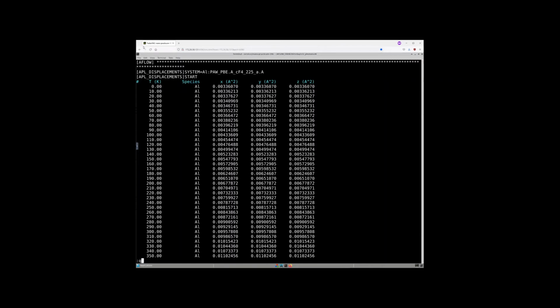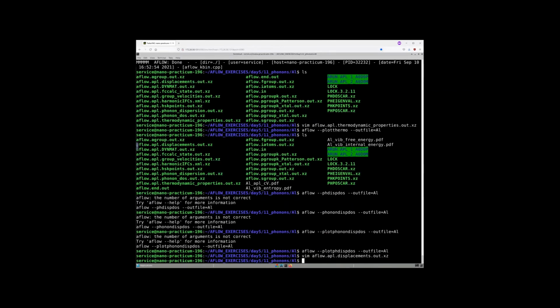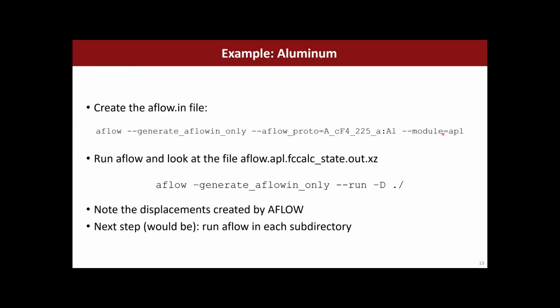I'm going to go ahead and switch back to the slides. They contain pretty much the information that we went through, but just for recap, here are the commands that I ran for aluminum.